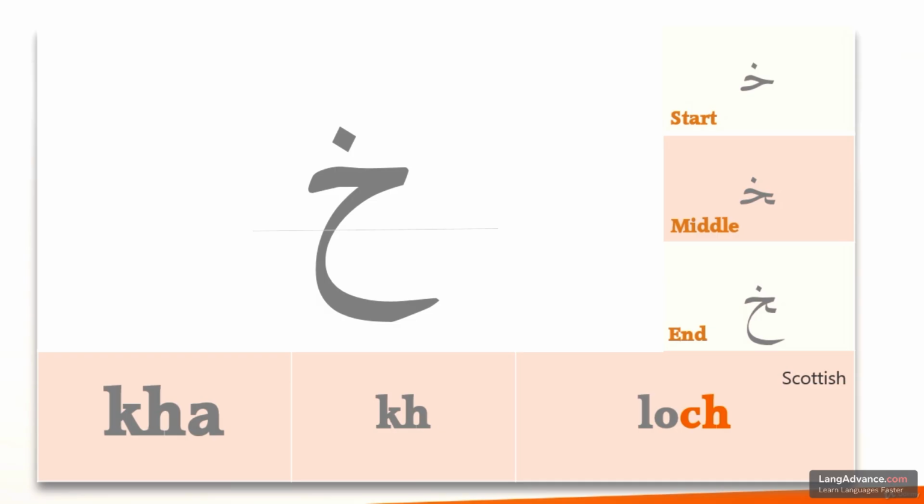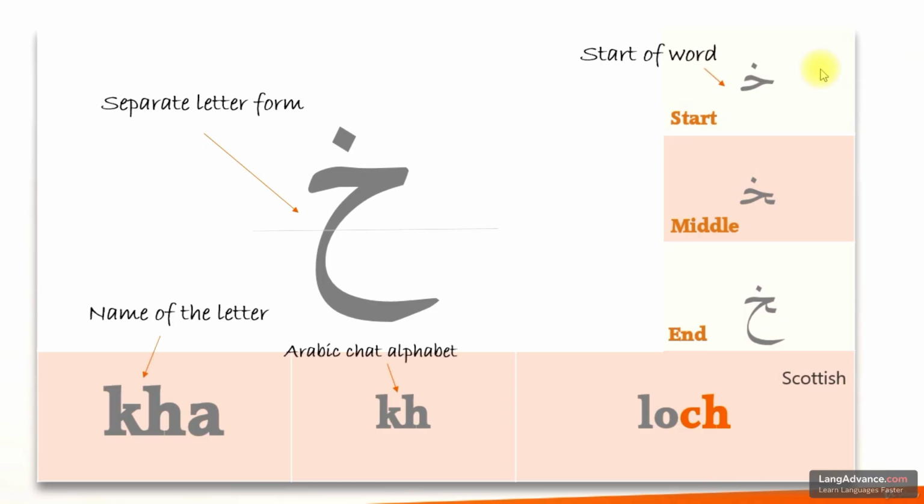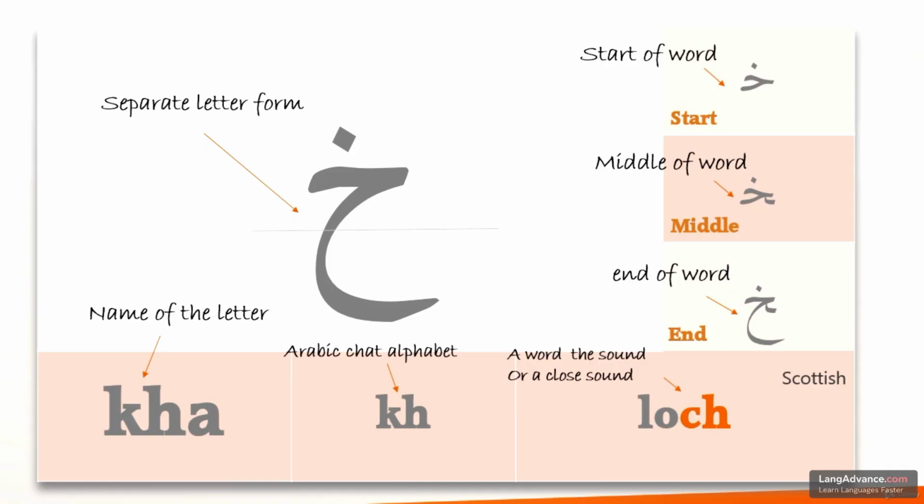So this is an example of the table that we'll use for each letter. In the middle here, we will see how the letter is written in separate form. On the right hand side, on top, we'll show how the letter is written when it's at the start of a word. And here, it will tell us when it's at the middle of a word. Here, it shows how it's written at the end of a word. And here, it shows a word that has an approximate sound to the sound in Arabic.